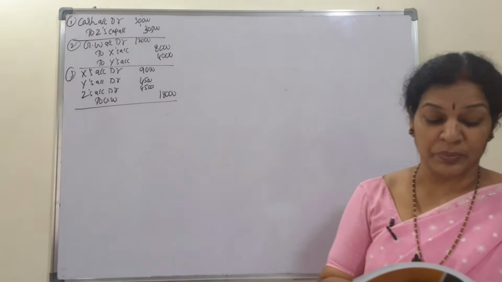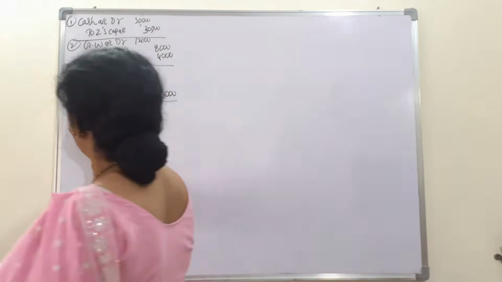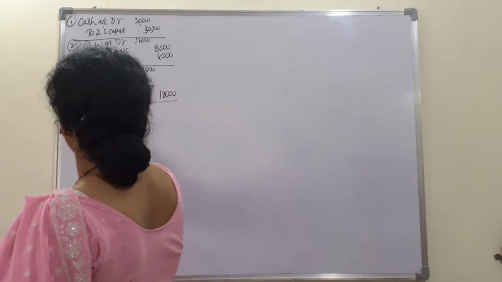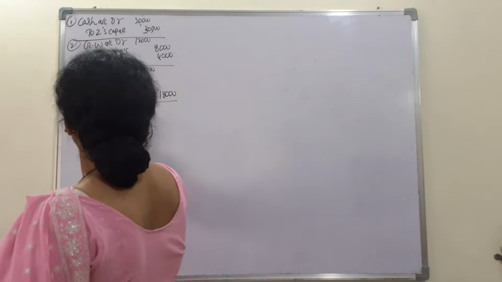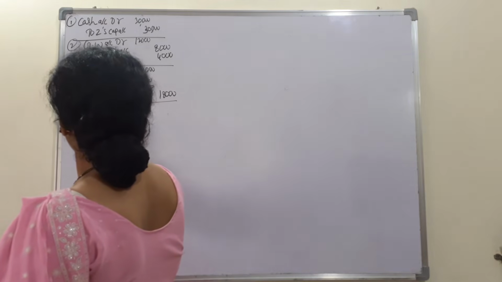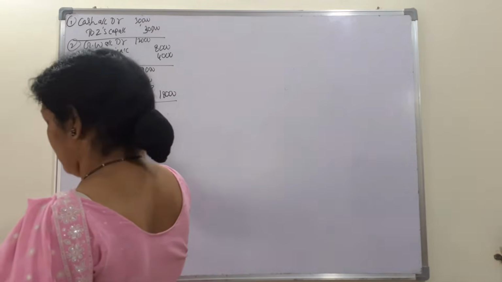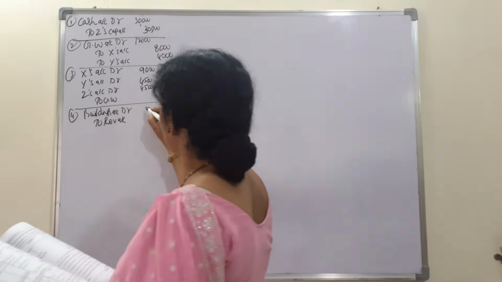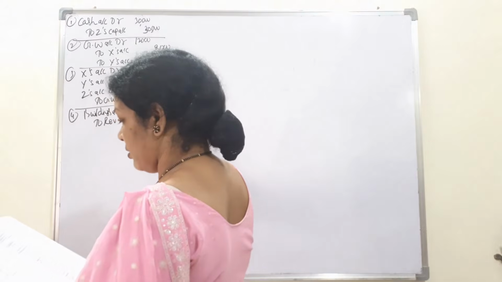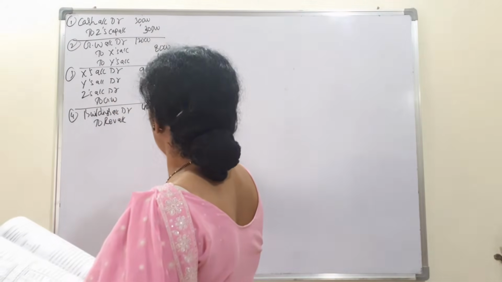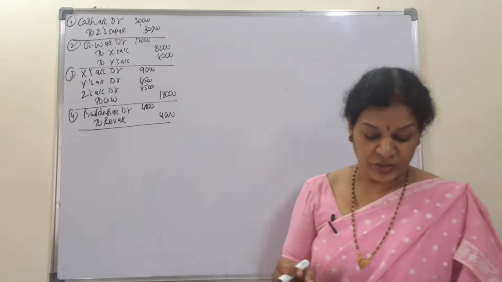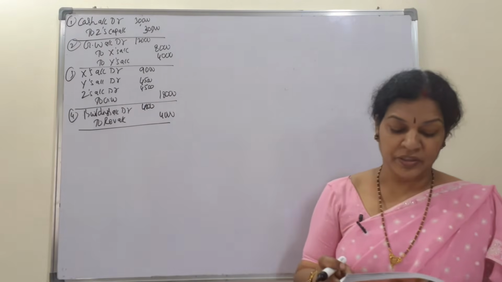Next, the building is to be appreciated by 10%. Appreciation of building: buildings account debtor to revaluation account. How much is to be appreciated? 10% on buildings is 4,000. Being appreciation in building.